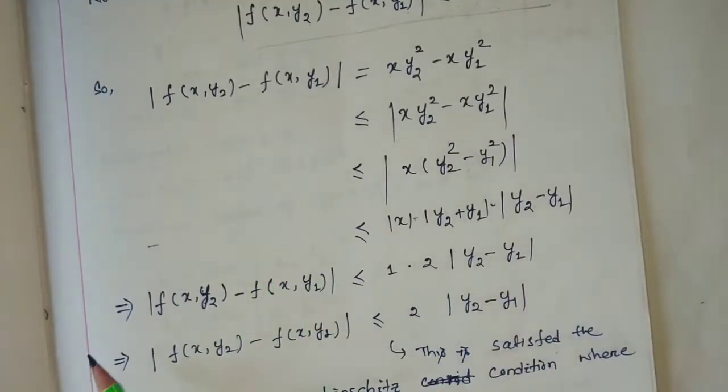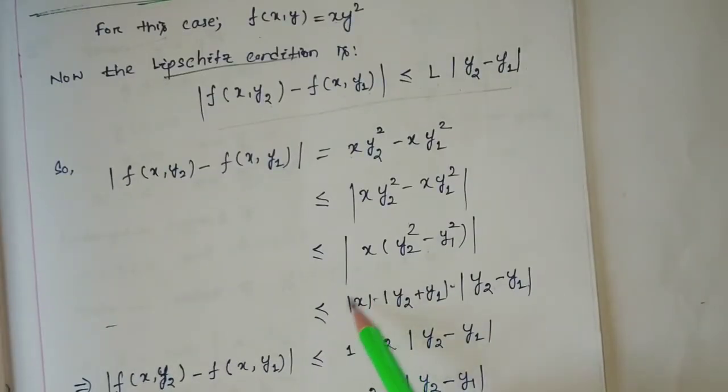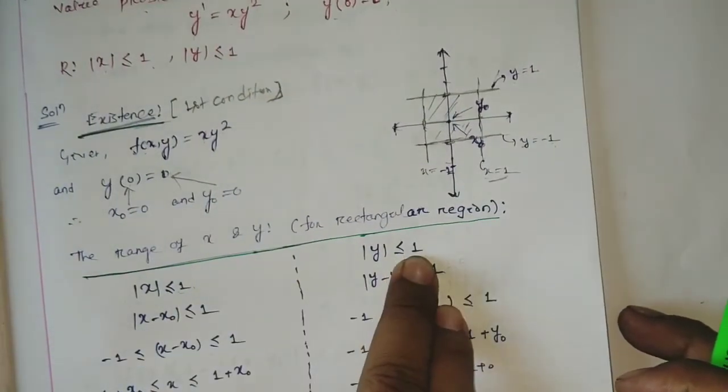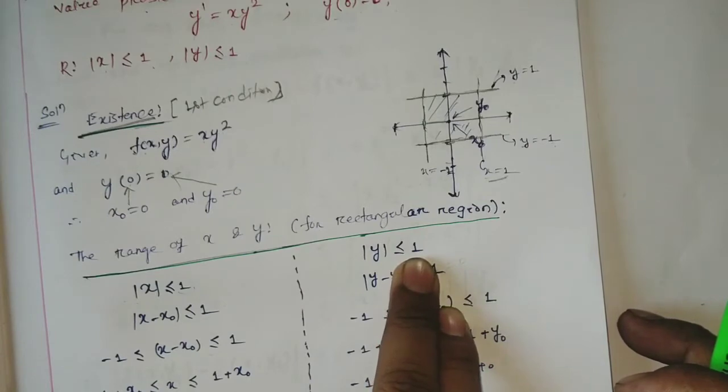So this is less than or equal to, here I consider the maximum value of x. The maximum value of x is how much? 1, and the maximum value of y is 1.